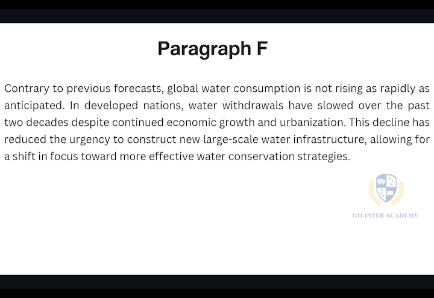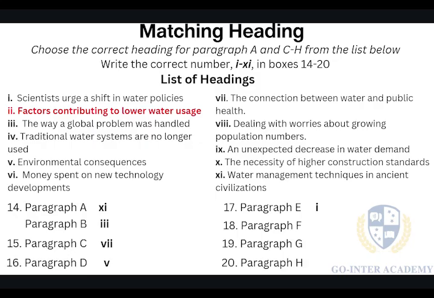This paragraph tells us that the use of water was expected to rise fast, but it didn't. In developed countries, water withdrawal has slowed down, even with growth and urbanization. Because of this unexpected drop, there's been less pressure to build big new water projects. Now let's look at some possible headings. Heading 2. Factors contributing to lower water usage.